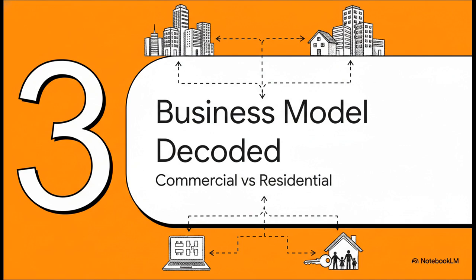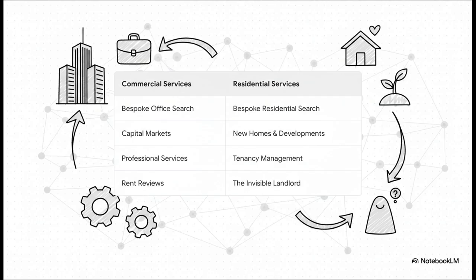So this sitemap also helps us figure out who they serve. By just comparing their two biggest divisions, that's commercial and residential, we can start to decode their entire business model. And this comparison really shows us their whole strategy. On the commercial side, you've got things like capital markets and rent reviews. That sounds very corporate. But then on the residential side, you see new homes and this really fascinating service called the invisible landlord. This tells us they have a super sophisticated model that caters to two very different, but you can bet equally wealthy types of clients.